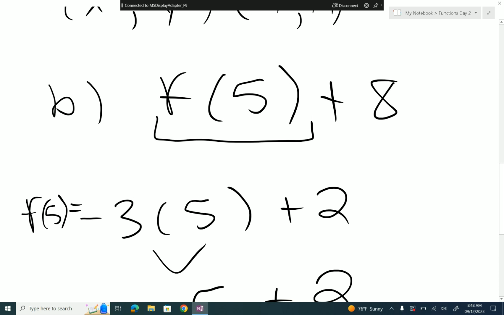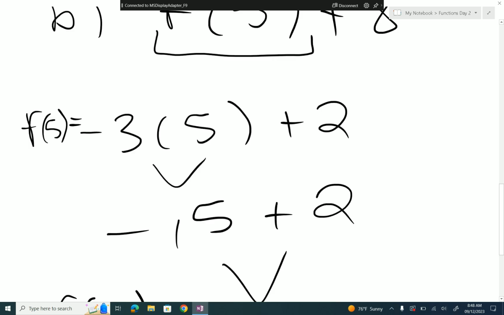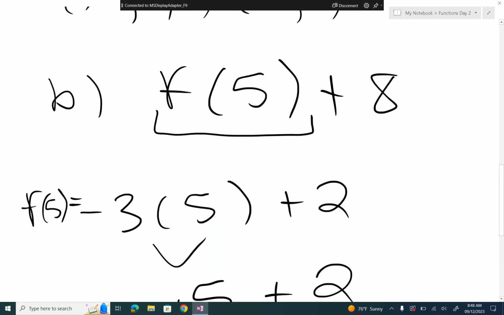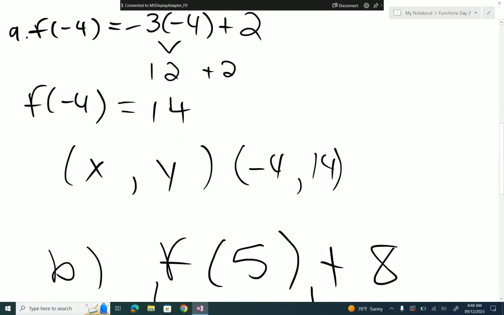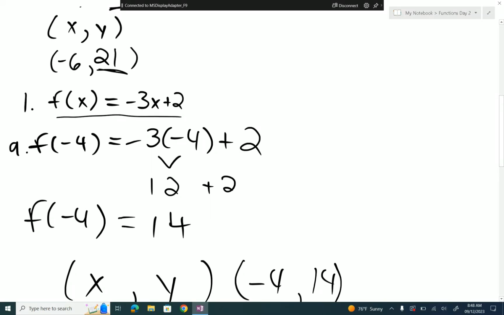What's up, Katie? So negative 3 came from the original. We were given that f of x is negative 3x plus 2. So it was the negative 3 times positive 5. That was our original function, and so we plugged into that.